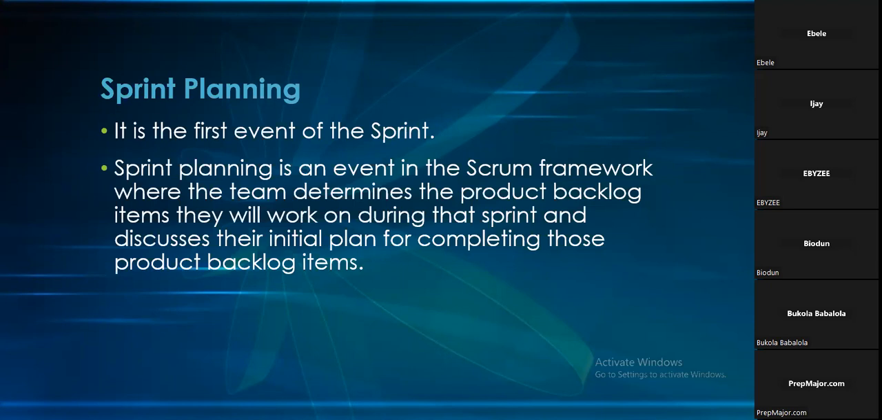Okay, so sprint planning. I've explained what sprint planning is. So you see, in sprint planning we now come, we sit down, and look at those product backlog items. That process of converting that product backlog item to a sprint backlog is sprint planning. I hope you are visualizing where sprint planning lies between this. So planning is an event in the Scrum Framework where the team determines the product backlog items that they will work on that sprint and discusses their initial plan for completing those product backlog items. So the plan that you want to use to complete those 4 things, we will discuss it there.